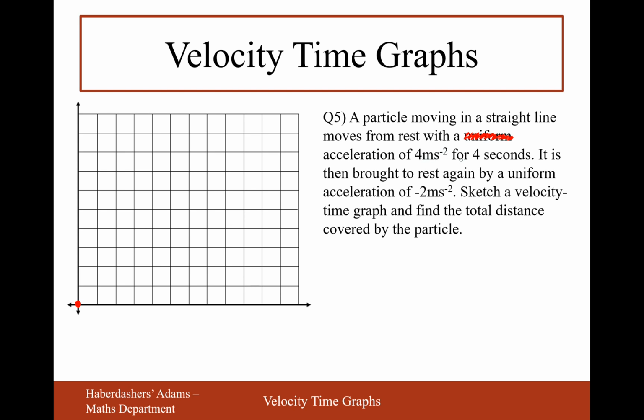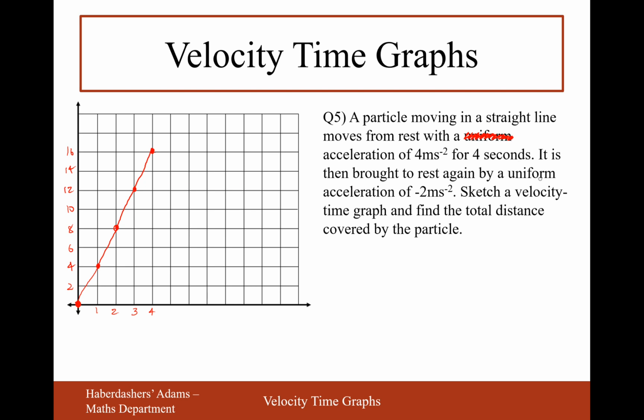4 meters per second squared for 4 seconds. So if we go up by 2's maybe, 2, 4, 6, 8, 10, 12, 14, 16, and then 1, 2, 3, 4. It's going to go up by 4 meters per second every second. So 4, 8, 12, 16. So that's what's happened to this car. It's increased its speed by 4 meters per second every second for 4 seconds.